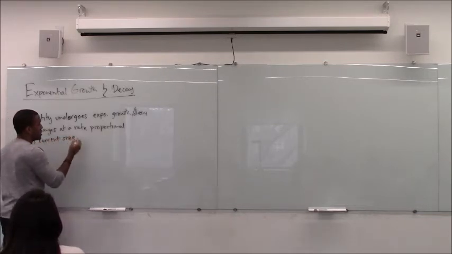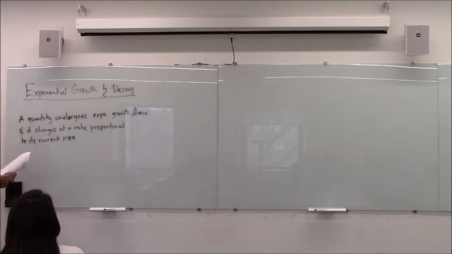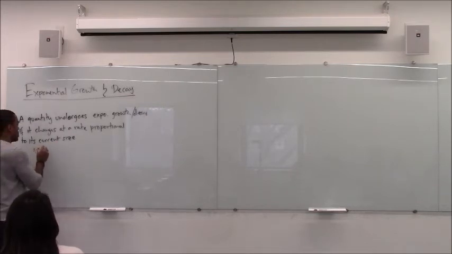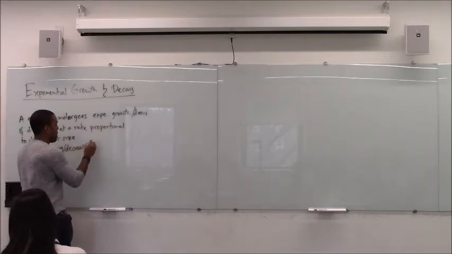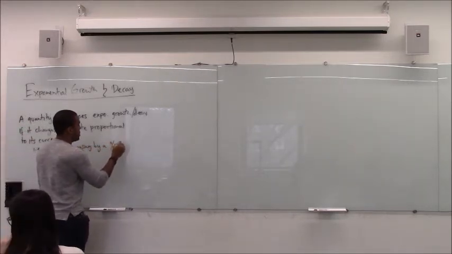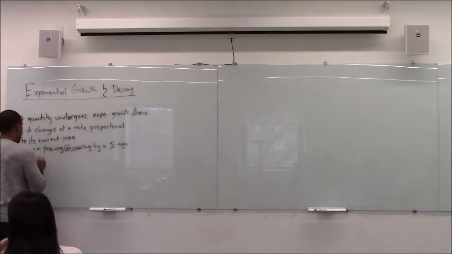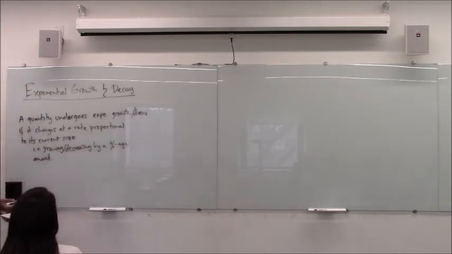So this distinguishes exponential growth from another very important type of growth called linear growth. Linear growth just means it's always growing by a fixed amount. It's always growing by like 10 items, right? So every week we increase by 10. Exponential growth happens when it grows proportional to its current size. So it would be, i.e., growing or decreasing by a percentage amount, right? So you can't say it's always growing by a certain value. You can say it's growing by a certain percentage.